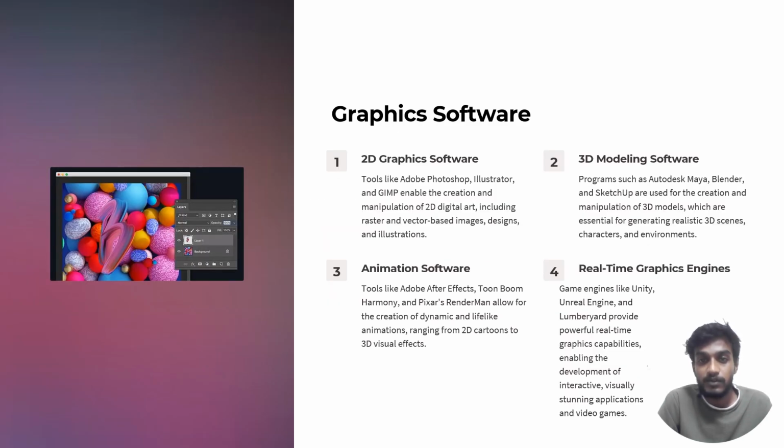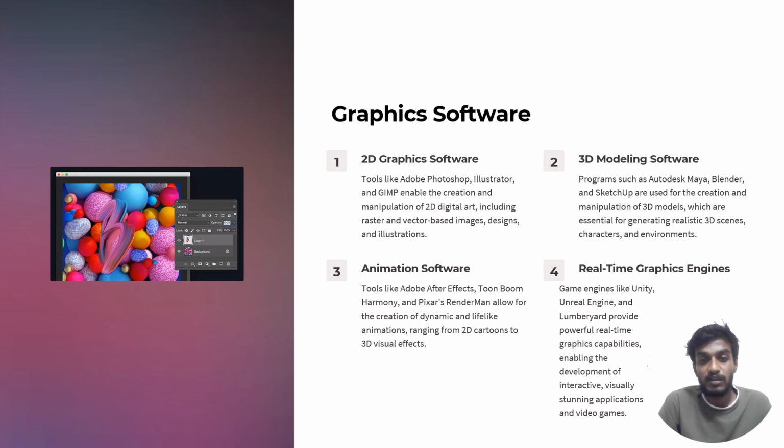Graphics software. 2D graphics software tools like Adobe Photoshop, Illustrator and GIMP enable the creation and manipulation of 2D digital art, including raster and vector-based images, designs, and illustrations. 3D modeling software programs such as Autodesk, Blender, and SketchUp are used for the creation and manipulation of 3D models, which are essential for generating realistic 3D scenes, characters and environments.